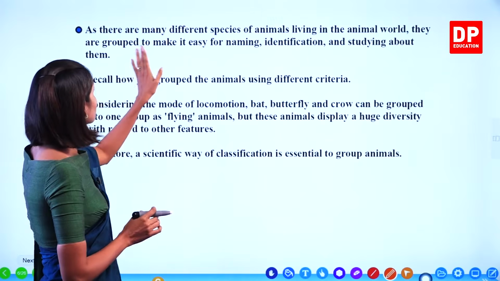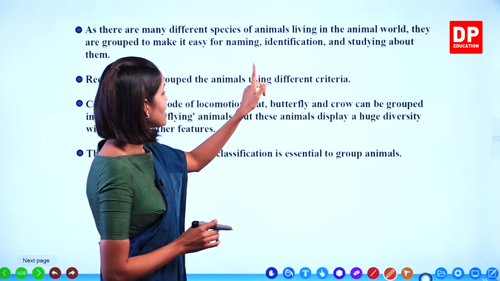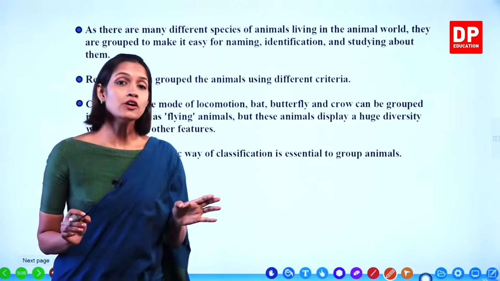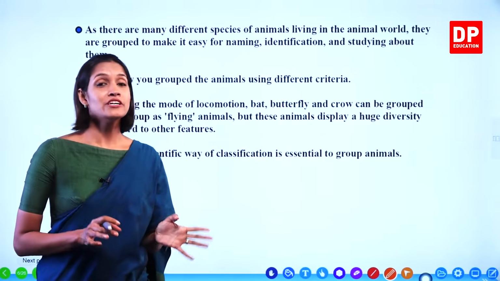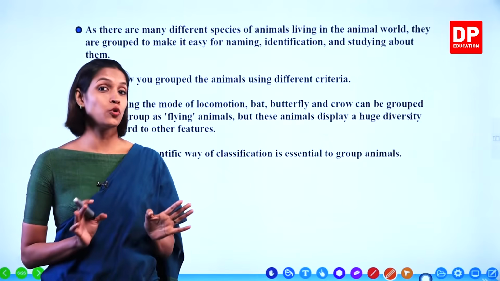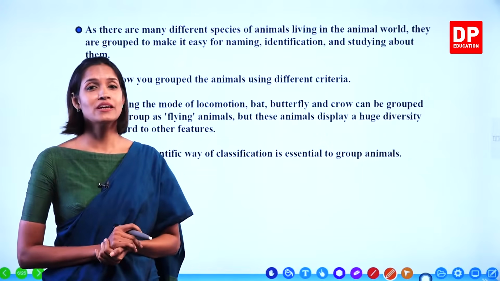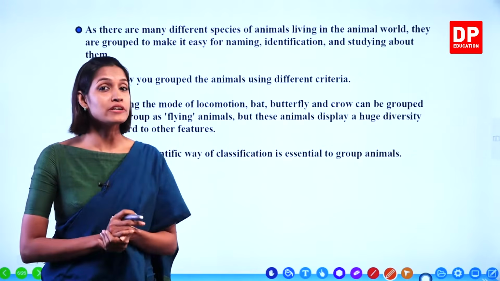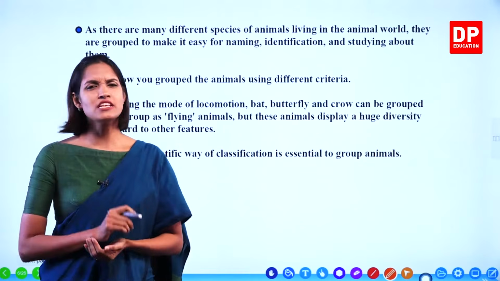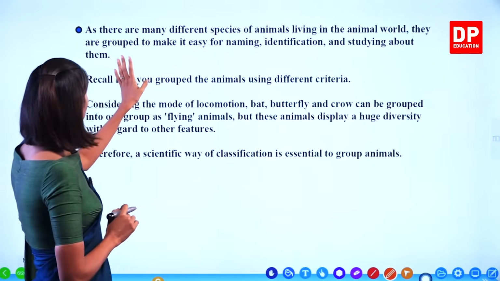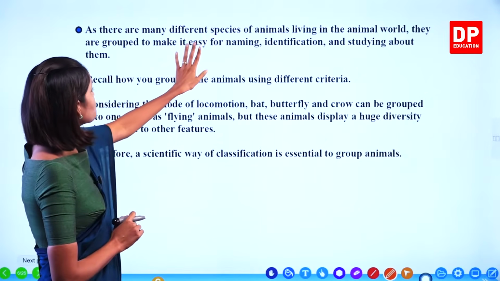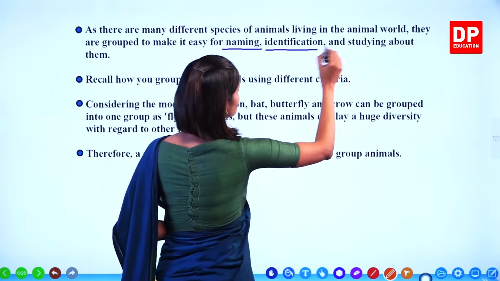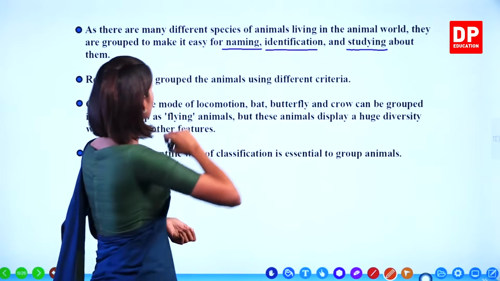So, as there are many different species of animals living in the animal world, they are grouped to make it easy. Now, do you remember in the assignment, we group these different types of animals, the home garden or school garden. Okay, so you all know that when you group these animals or plants or any kind of organisms under different sets, it's very easy to study, right? So we will go through this. It's easy for naming, identification, and studying about them.